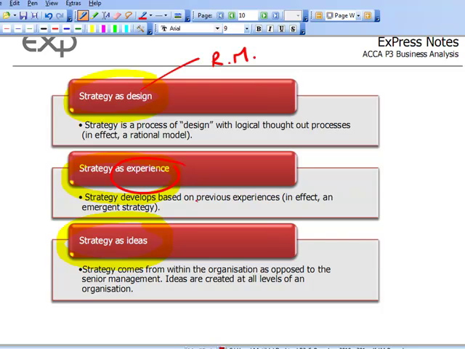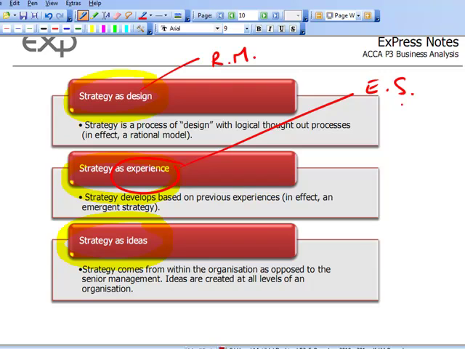Strategy as experience. Strategy develops based on previous experiences. In effect, an emergent strategy. Remember, Mintzberg's emergent strategy said things will emerge, strategies will emerge. You won't get exactly what you were aiming for to start with. So that's the emergent strategy.